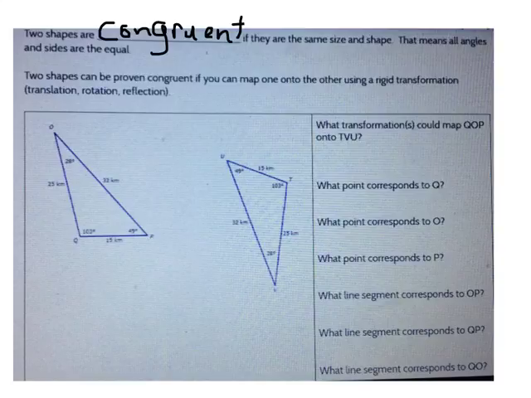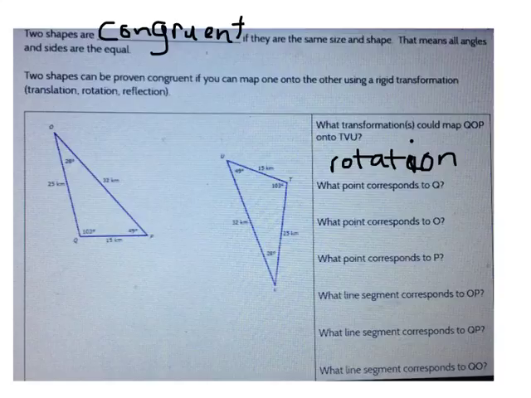So let's look at these two figures that are congruent. What transformations could you use to map triangle QOP onto triangle TVU? Well, you would need to rotate it. So it would be a rotation. We call points that have the same position in the two figures corresponding. So what point corresponds to Q?